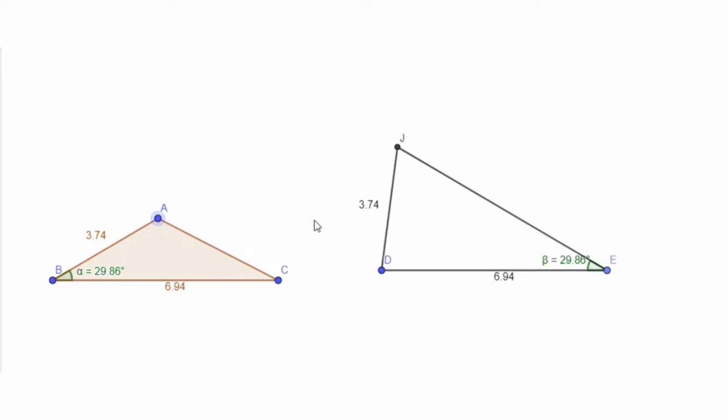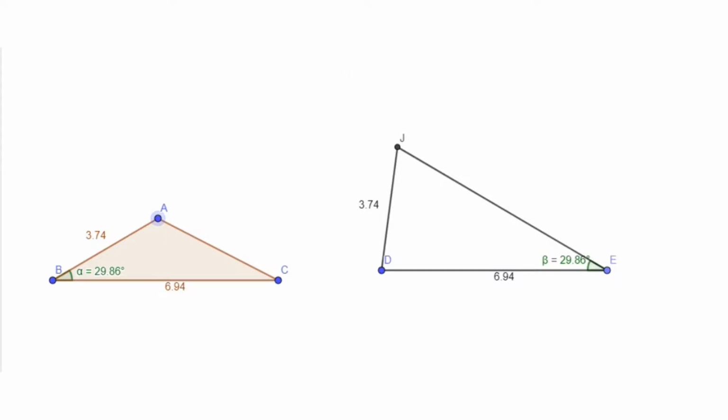They are not congruent. And why are they not congruent? That is because the angle between them, in this triangle the angle is the included angle, and in this triangle the angle is not the included angle.